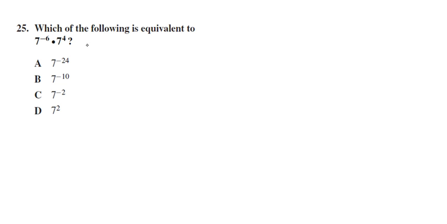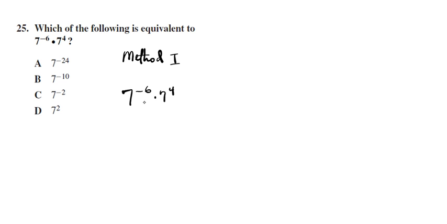All right, let's move to 25. It says, which of the following is equivalent to 7 to the negative 6 times 7 to the 4th? I'll show you 2 ways of doing this. I'll show you the long method first, method 1. It's a long way. And then I'll show you method 2. So this is method 1.